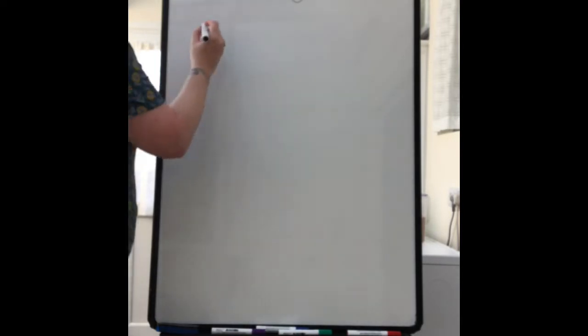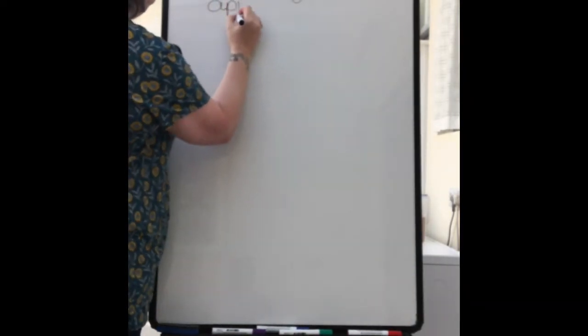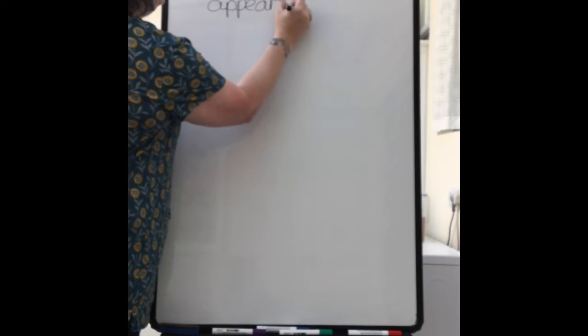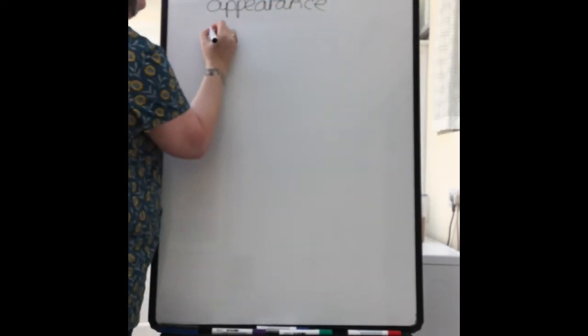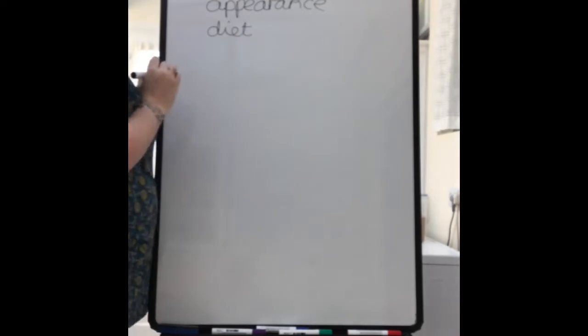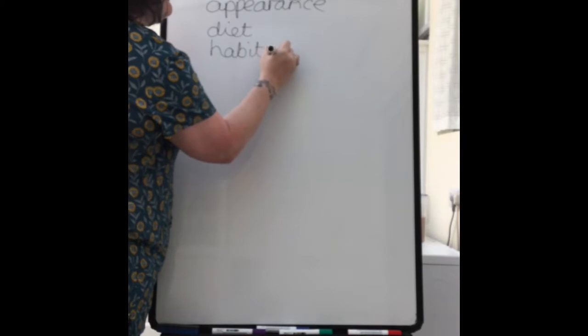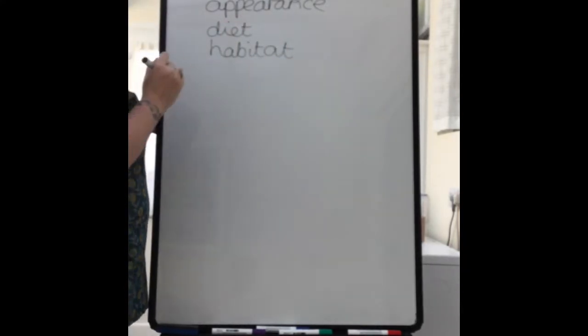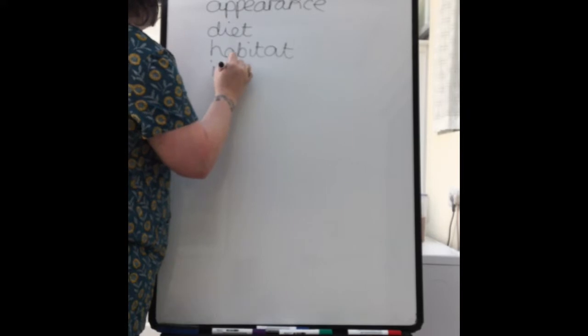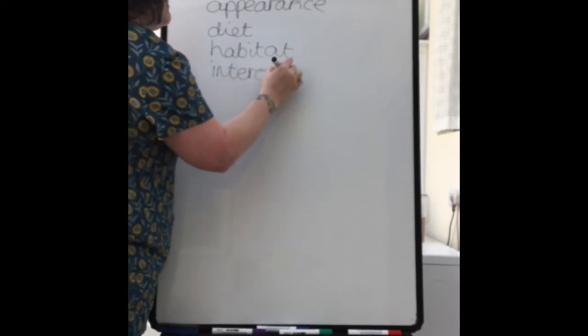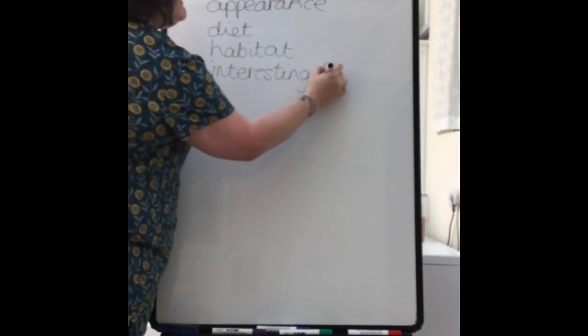Now yesterday you did some research on your choice of an animal and I gave you 4 categories to organise your information to. And they were appearance, or what your animal looks like, diet, what your animal eats, habitat, where your animal lives, and finally any other interesting facts.